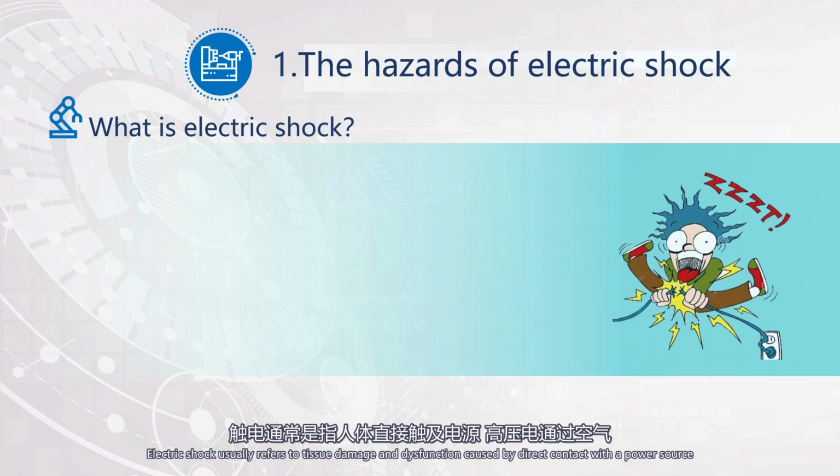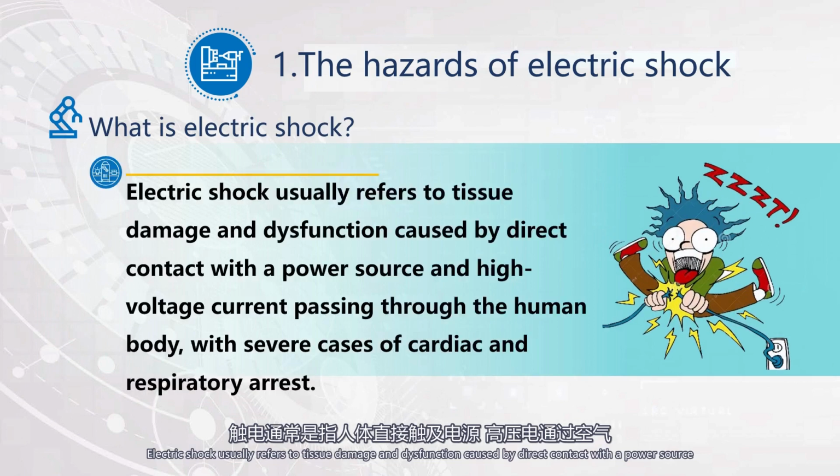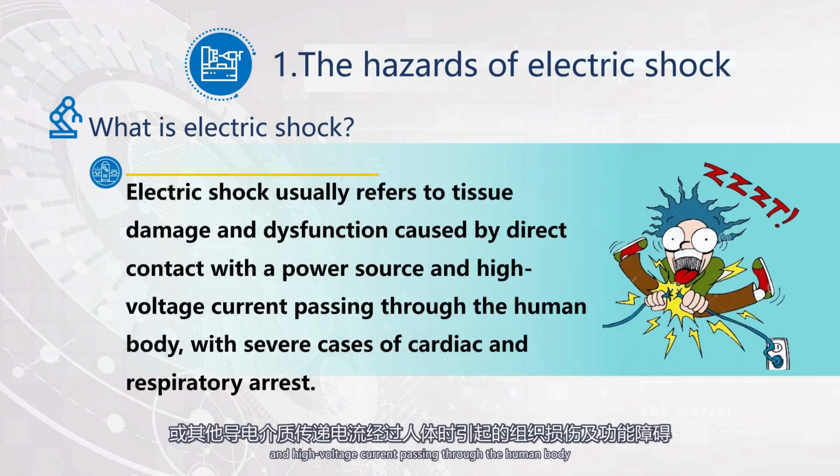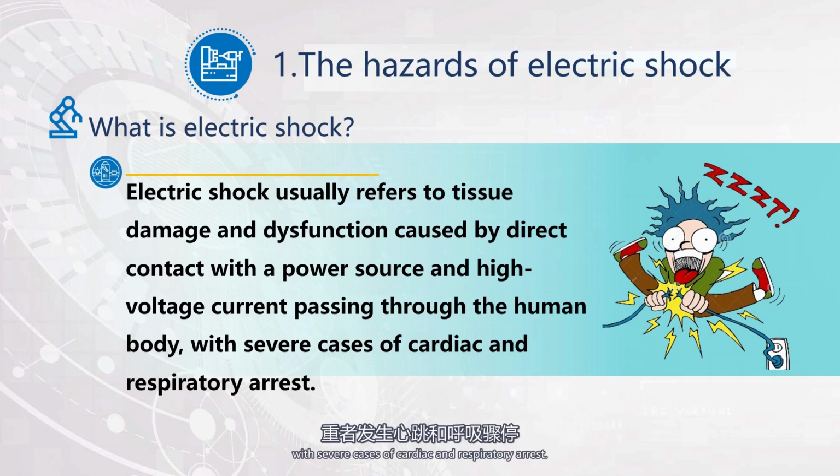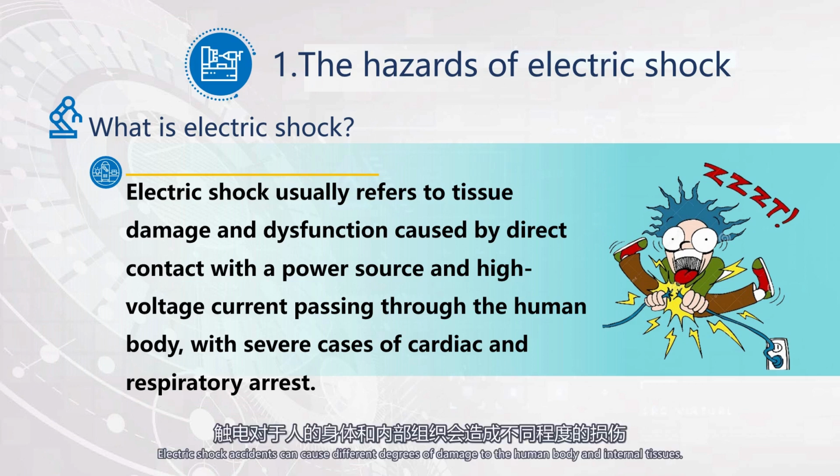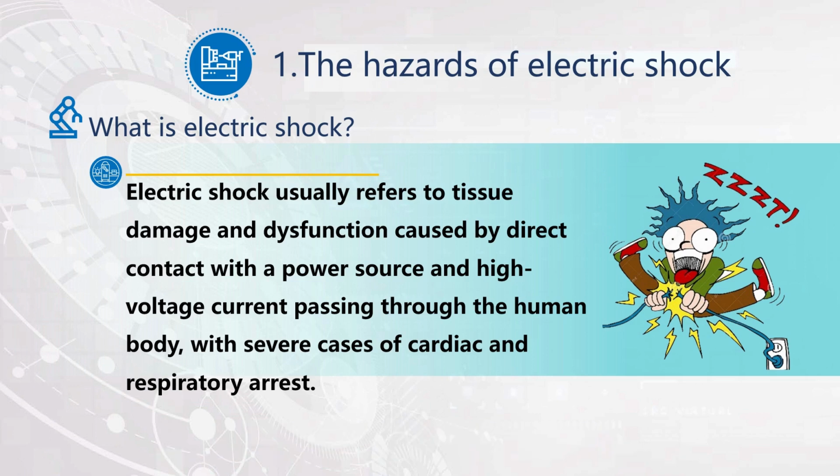Electric shock usually refers to tissue damage and dysfunction caused by direct contact with a power source and high voltage current passing through the human body, with severe cases of cardiac and respiratory arrest. Electric shock accidents can cause different degrees of damage to the human body and internal tissues. This damage is divided into electric shock and electric injury.